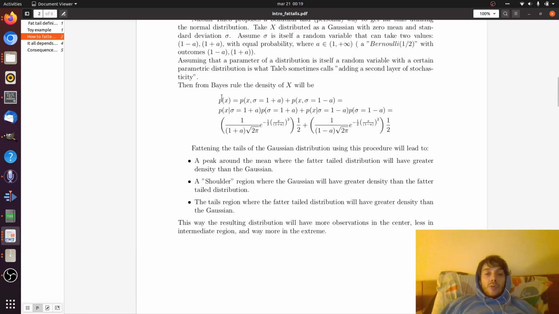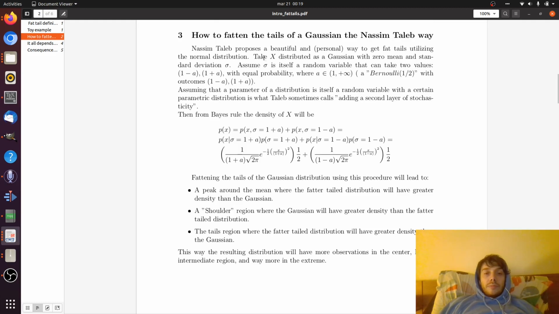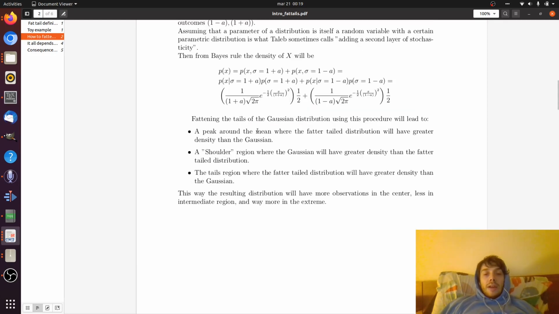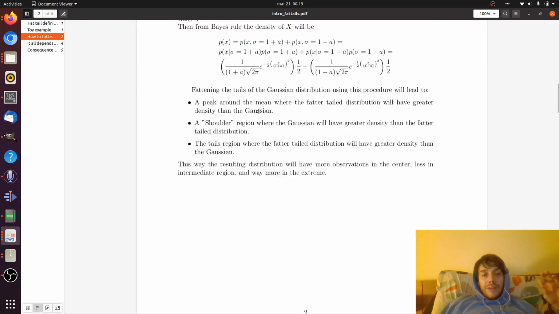And then if we do this, we can compute the probability density of x, which initially we take as distributed as a Gaussian. Well, then we can compute it through the law of total probability, and then Bayes' rule, and we can see that we obtain this kind of average of two Gaussian densities with different standard deviations. Now, this is the specific way Professor Taleb fattens a Gaussian.